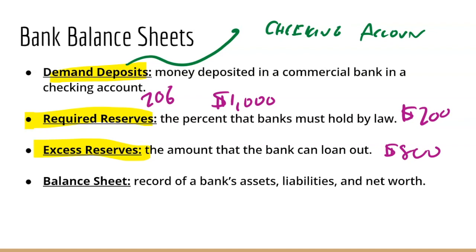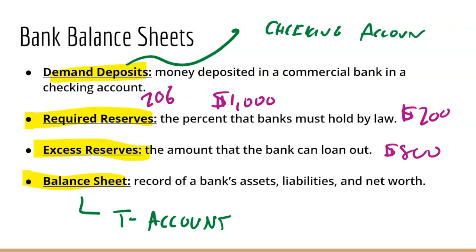All of this added together is a balance sheet. You're also going to see the term T account. T account and balance sheet are the same thing. A balance sheet tells us the bank's assets, the bank's liabilities, as well as the net worth of the bank itself.